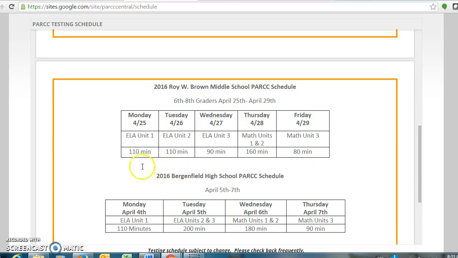So here's the schedule. On Monday, April 25th, that's the second Monday after we return from spring break, you'll be taking English Language Arts, or ELA Unit 1. On Tuesday, Unit 2. On Wednesday, Unit 3. On Thursday, Math, the first two units, 1 and 2, and then on Friday, Unit 3. So that's the schedule. So the week of April 25th will be all PARCC testing for grades 6 through 8. So get ready for that.